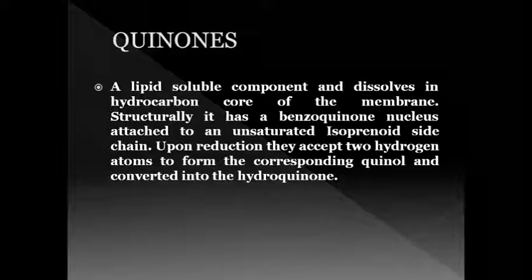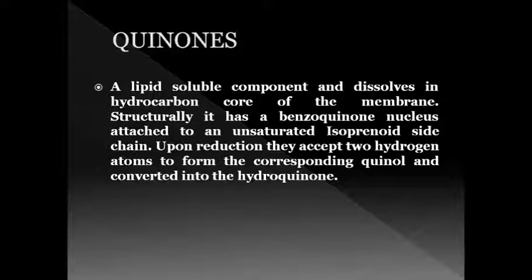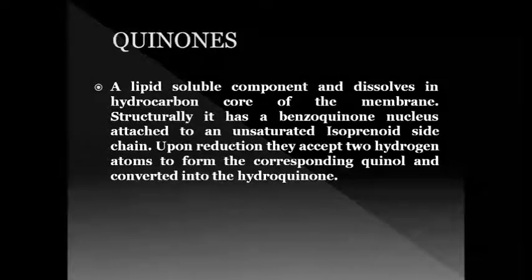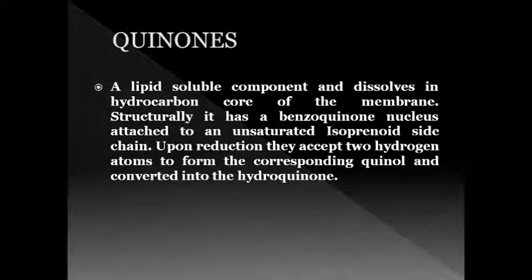Transfer of electrons to the iron sulfur group causes the release of 2 protons to the outside, generating proton motive force. The electrons in the iron sulfur group will then be transferred to ubiquinone. On reduction, quinone accepts 2 hydrogen atoms to form the corresponding quinol, converting it into hydroquinone, that is the reduced form.